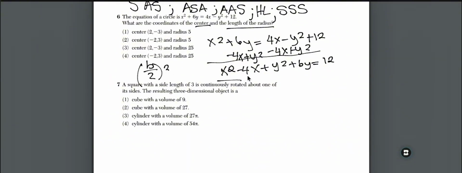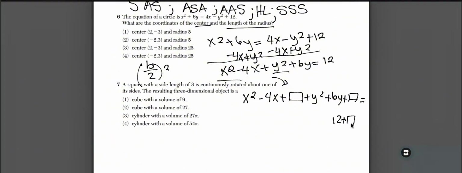So you see here we have an x squared and a y squared. That is fine. What you're going to do is write it as x squared minus 4x, add a little box, plus y squared plus 6y, add a little box, equal to, I'm going to put that on the bottom, 12 plus box plus box. Whatever I add on one side, I must do to my other side.